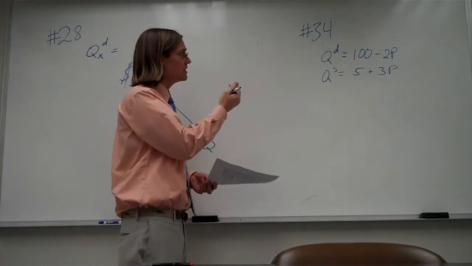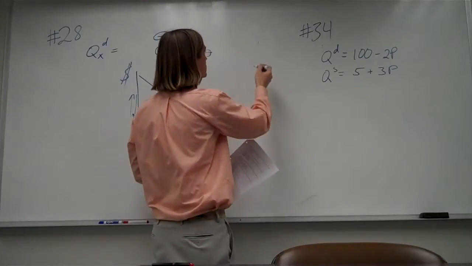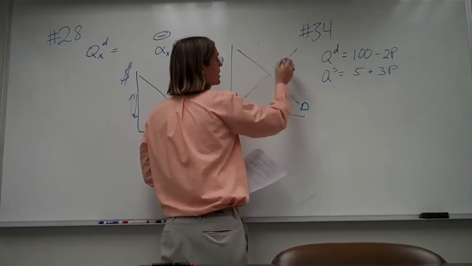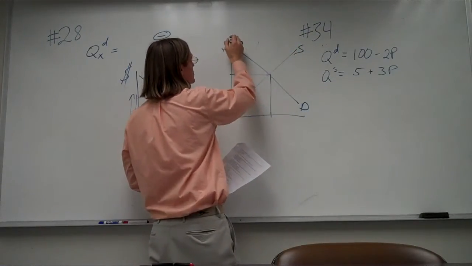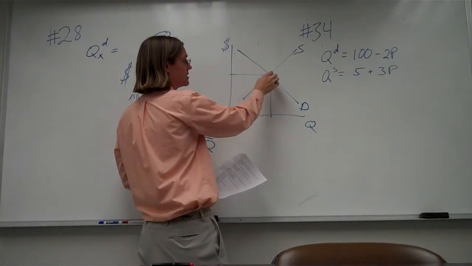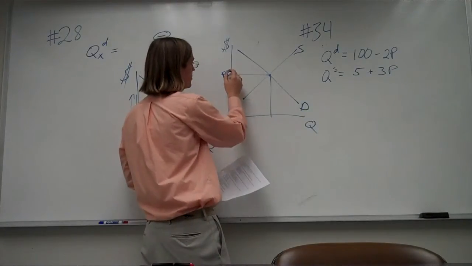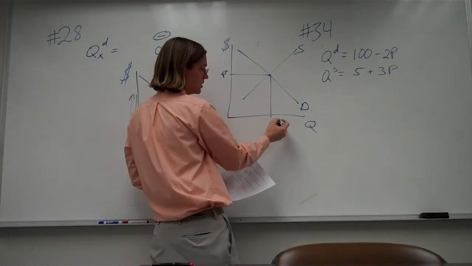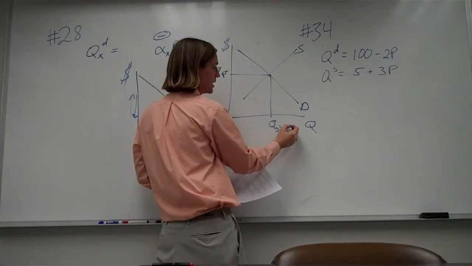And so to find the equilibrium price, we know that at equilibrium, our demand curve and our supply curve are going to intersect. And so at this intersection, at this equilibrium, we're going to have one price and we're going to have one quantity. And that's going to be the quantity supplied. It's going to be equal to the quantity demanded.